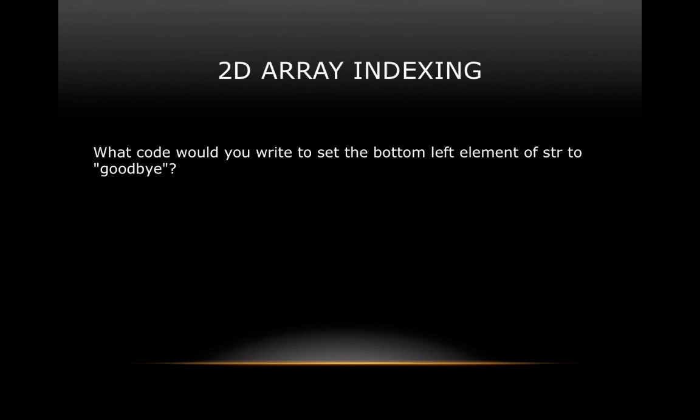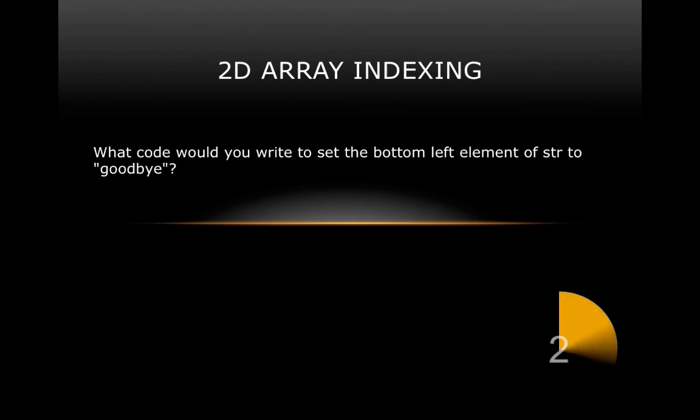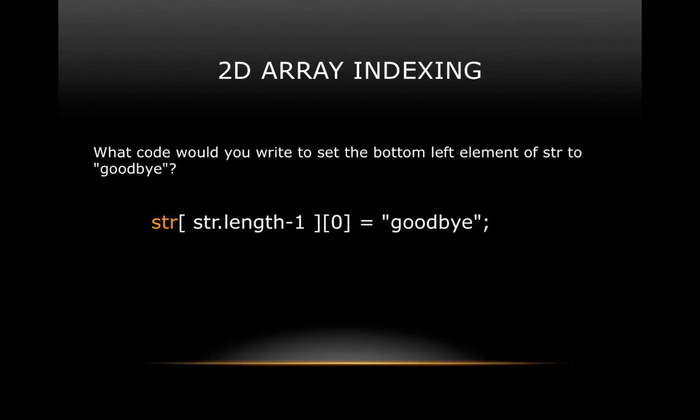What code would you write to set the bottom left element of str to the string goodbye? As before, str is the name of the array, str.length minus 1 is the number of the row, and 0 is the number of the column. Goodbye is what is placed in that spot.